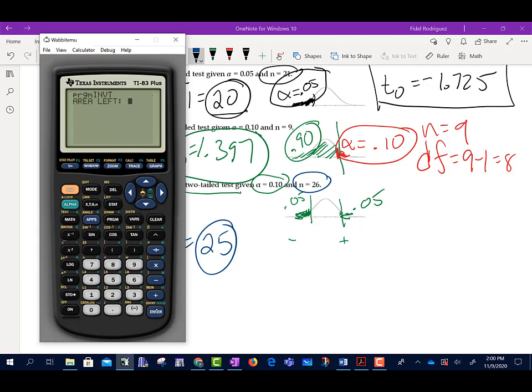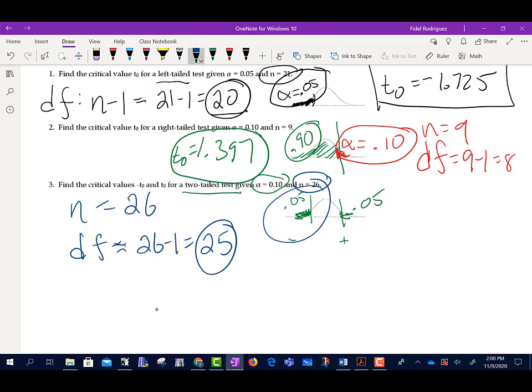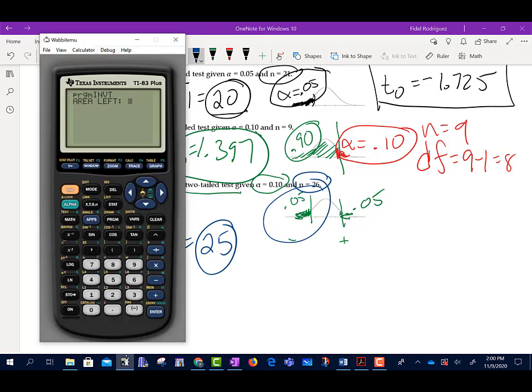Okay, remember, when I'm doing this thing here, y'all, it's always going to be my area to the left, right? So let's take a look. What's the area to the left? The area to the left right here is 0.05. So I'm going to type in 0.05. I'm going to hit enter. What's my degrees of freedom? We said it was 25. I'm going to hit enter. And I'm going to wait a second. Okay.